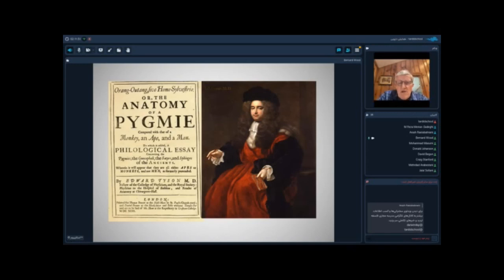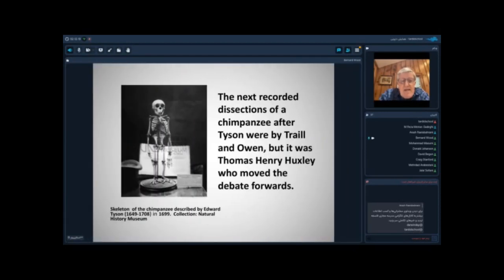Tyson was a morphologist who was the person in the Royal Society who would be sent organisms that were exotic and should be dissected. One of the organisms that he was sent in the late 1600s was a creature, a skeleton of which is on the image there. He didn't know what it was, but it was an infant chimpanzee that had been brought back from Africa by some merchants to Bristol.